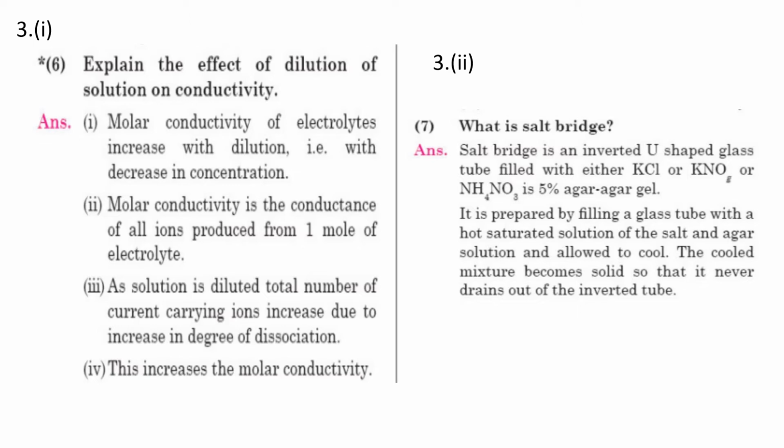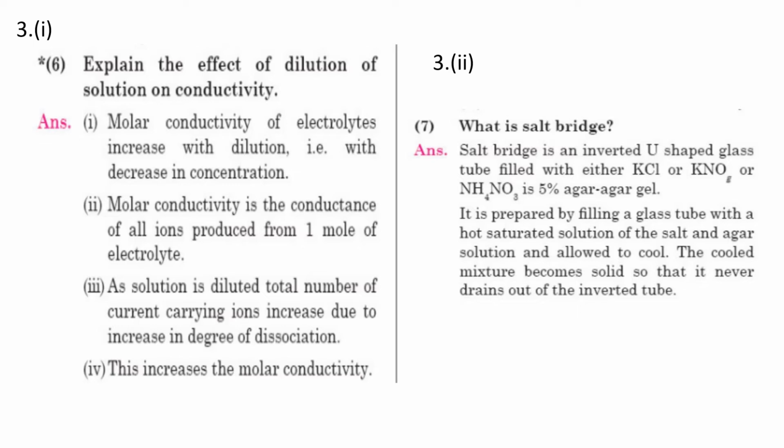Answer, molar conductivity of electrolytes increases with the dilution, that is with a decrease in concentration. Molar conductivity is the conductance of all ions produced from 1 mole of electrolyte. As solution is diluted, total number of current carrying ions increases due to increase in degree of dissociation. This increases the molar conductivity.